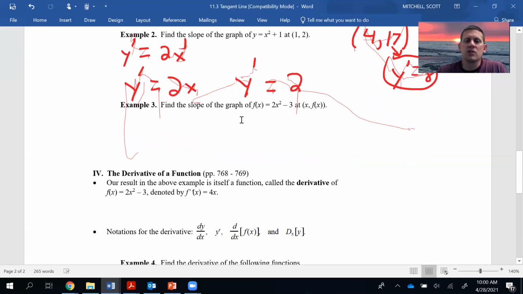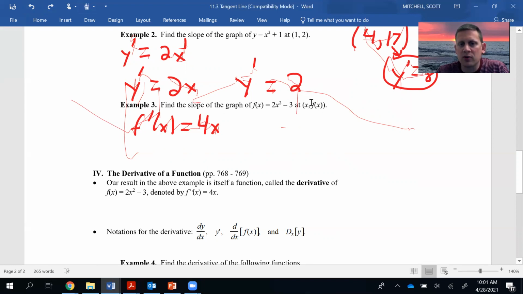Okay, so let's find the slope of the graph at this place. So here the notation is f of x. So we need to find f prime of x. And so we take our 2 of our exponent times our coefficient of 2. And so that's 4x. The 3 does nothing. Okay, so here's our derivative. And then you say, well, it didn't give us a point. I know. It gave you x and then f of x.